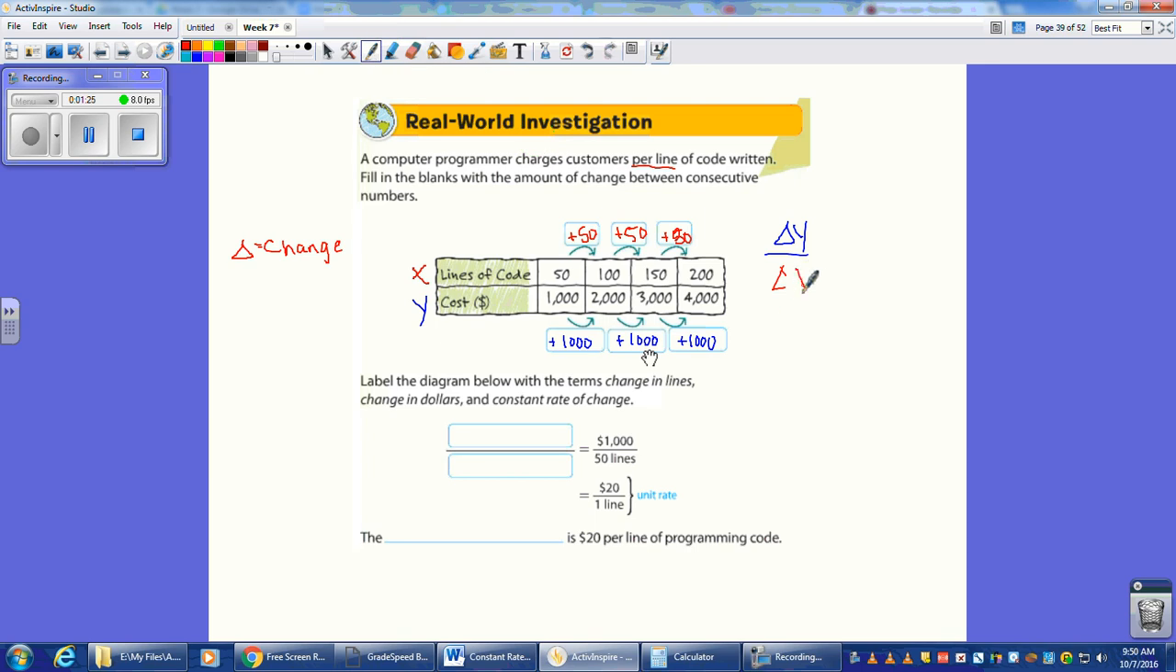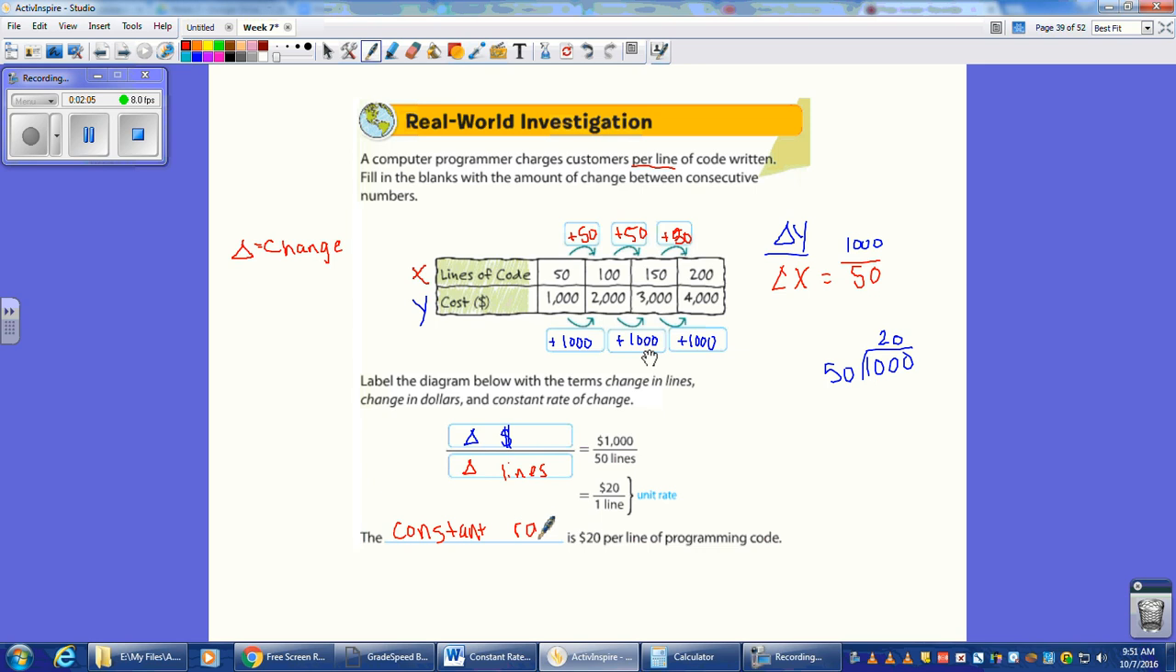So if we look, our change in x was 50, and our change in y was 1,000. So when I actually go through and solve this, this line right here means divide, and 1,000 divided by 50, I get 20. So they are charging $20 per line. And this is the same thing over here. This is talking about the change in money, and then the bottom part is talking about the change in the number of lines we write. And this $20 represents that one line of code will cost $20, and that is called the constant rate of change.